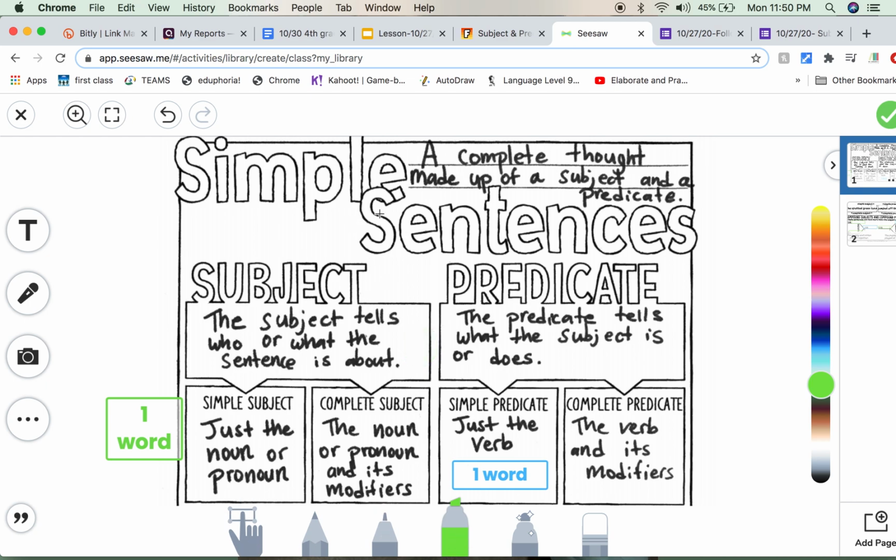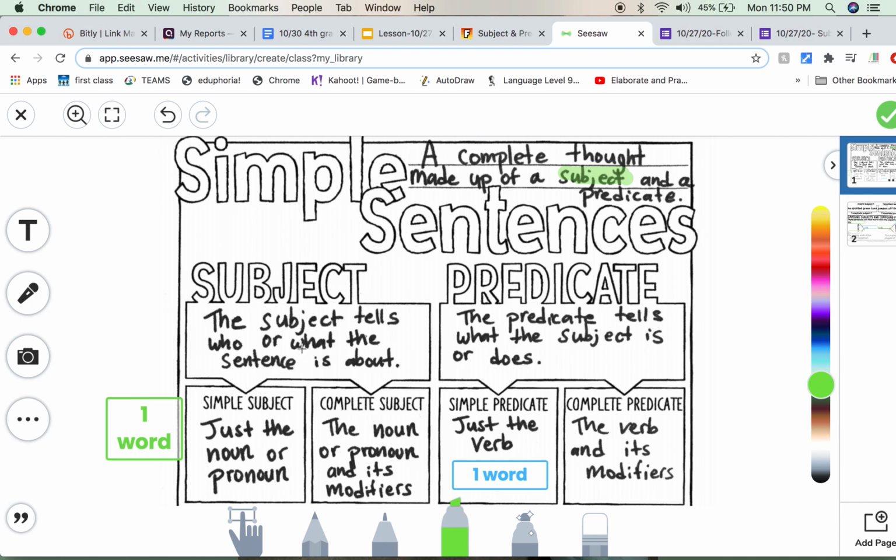And we're going to look at our definition of a simple sentence first. A simple sentence is a complete thought made up of a subject and a predicate. And you're going to highlight at the end after I highlight page 1 with the green and the blue. So just watch it this time.